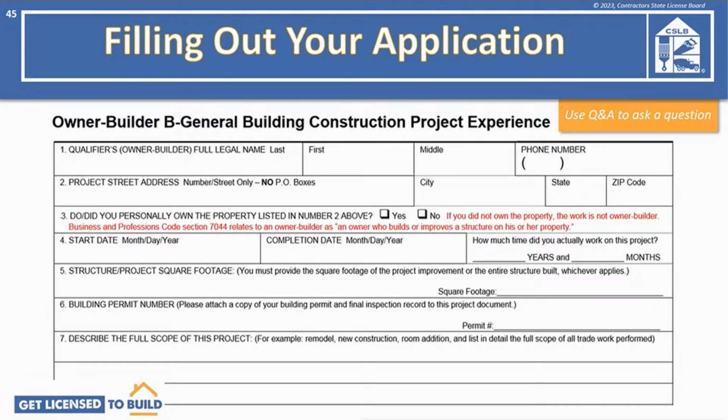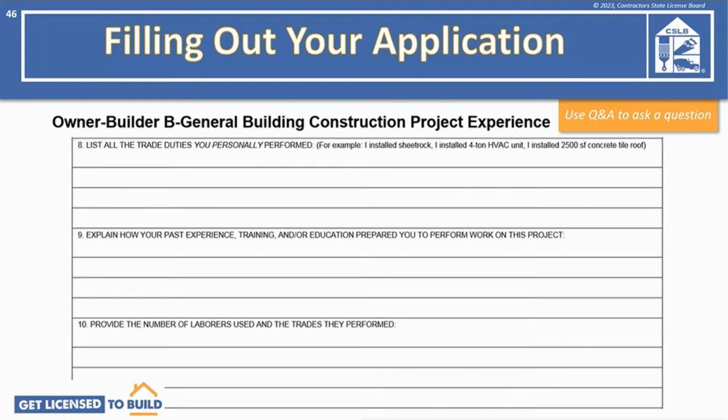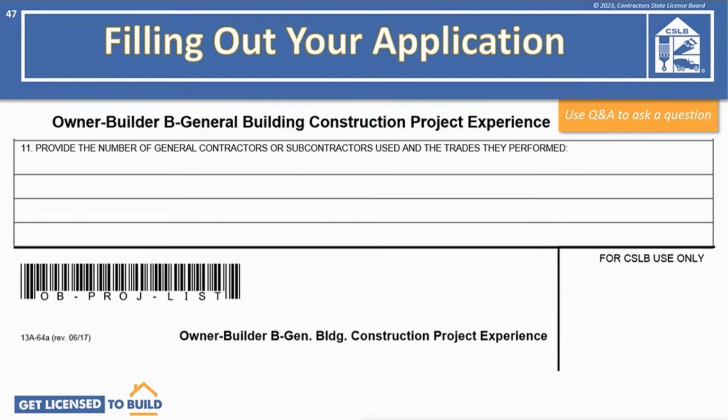The experience must be verifiable through building permits, final inspections, and other documentation. You will need to list the building permit number on line 6. On line 7, you will need to provide the scope of the project. In boxes 8 through 10, you will need to provide more detailed information about the project. Question 11 asks if other general construction contractors worked on the project and what trades they performed. Remember, this information should be complete and as accurate as possible.